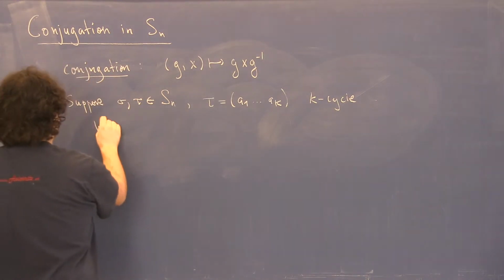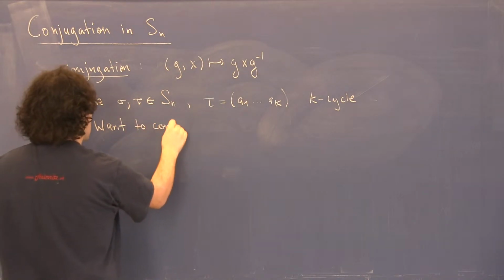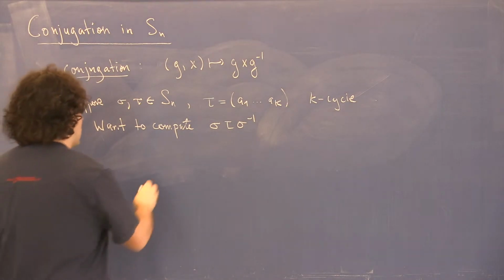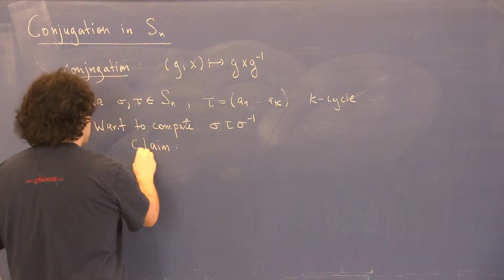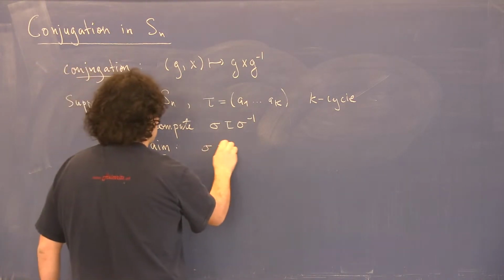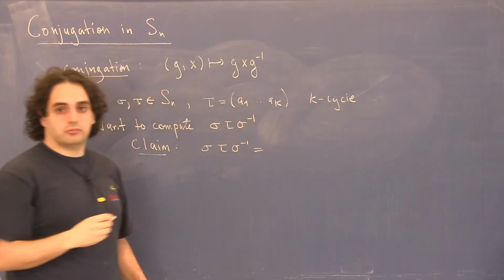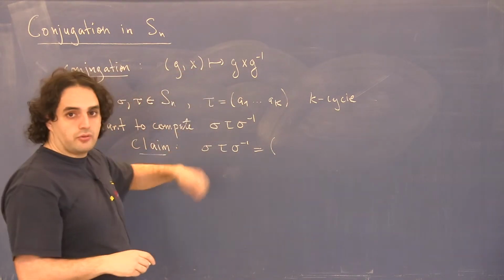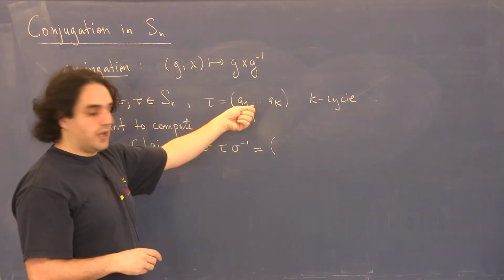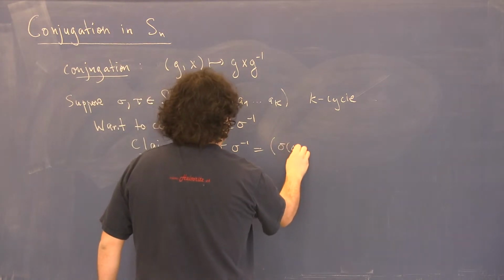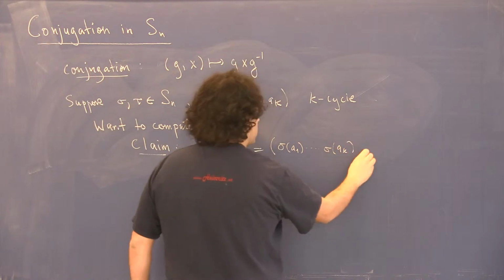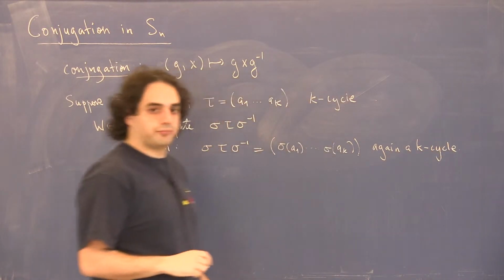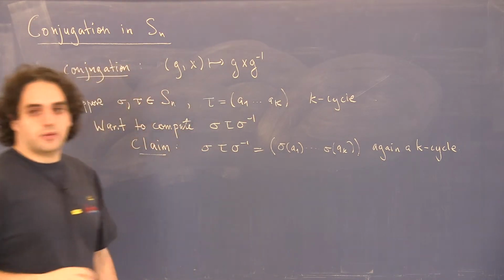All right, now what we want to compute is sigma tau sigma inverse. And I claim that this has a simple answer. It is again a k-cycle. Okay, and which k-cycle is it? It is the k-cycle obtained by applying sigma, the one by which we are conjugating, to these ai. So it's just given by sigma of a1 up to sigma of ak. And so this is again a k-cycle.